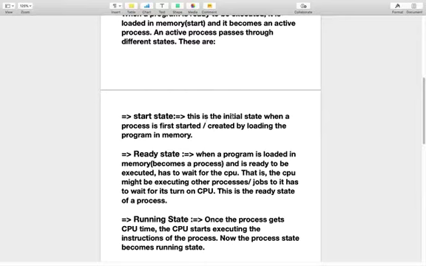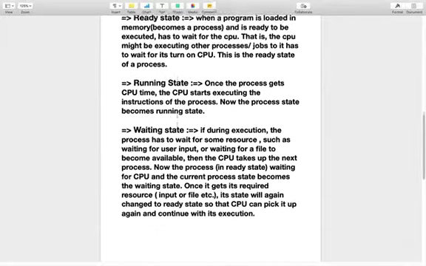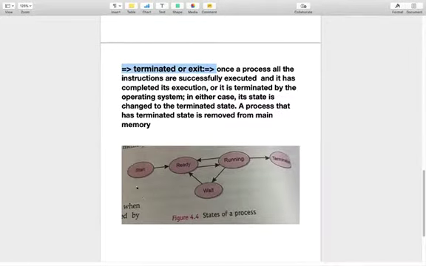This is the initial state when a process is first started, created by loading the program in memory. When we load the program in memory, it is our first state, also known as start state. The second state is ready state. Start state can be understood by the following diagram. It is the first state of a process.